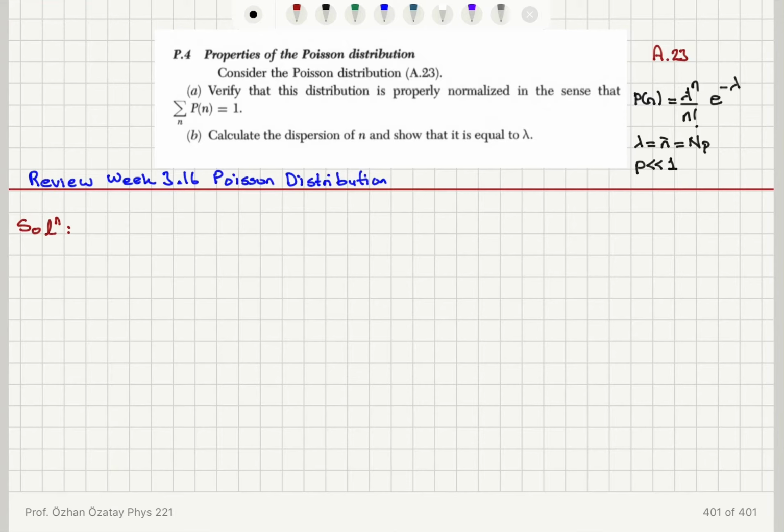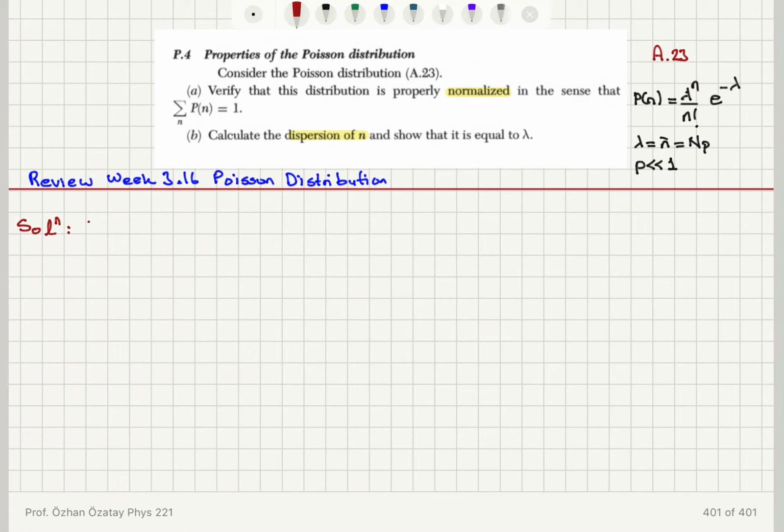Verify that this distribution is properly normalized in the sense that sum over n p_n is equal to 1, and calculate the dispersion of n and show that it's equal to lambda.